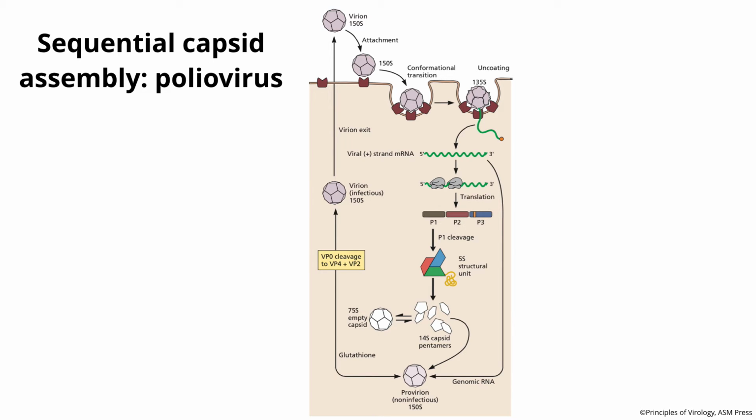Now, you also see in this figure there's something called an empty capsid. If you look in infected cells, you can find lots of those because the 14S pentamers can also come together spontaneously to make an empty capsid without RNA. The making of a capsid is not RNA dependent.